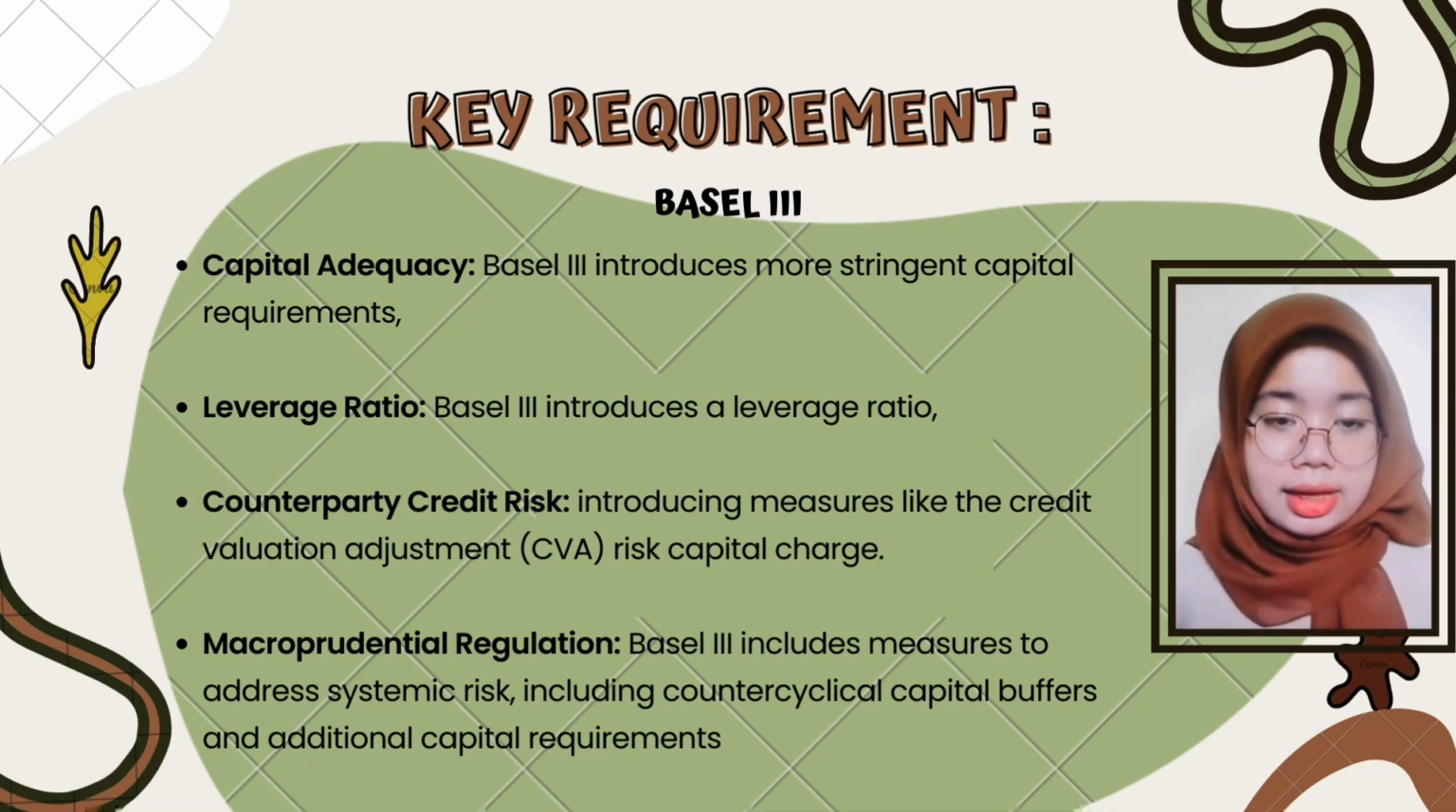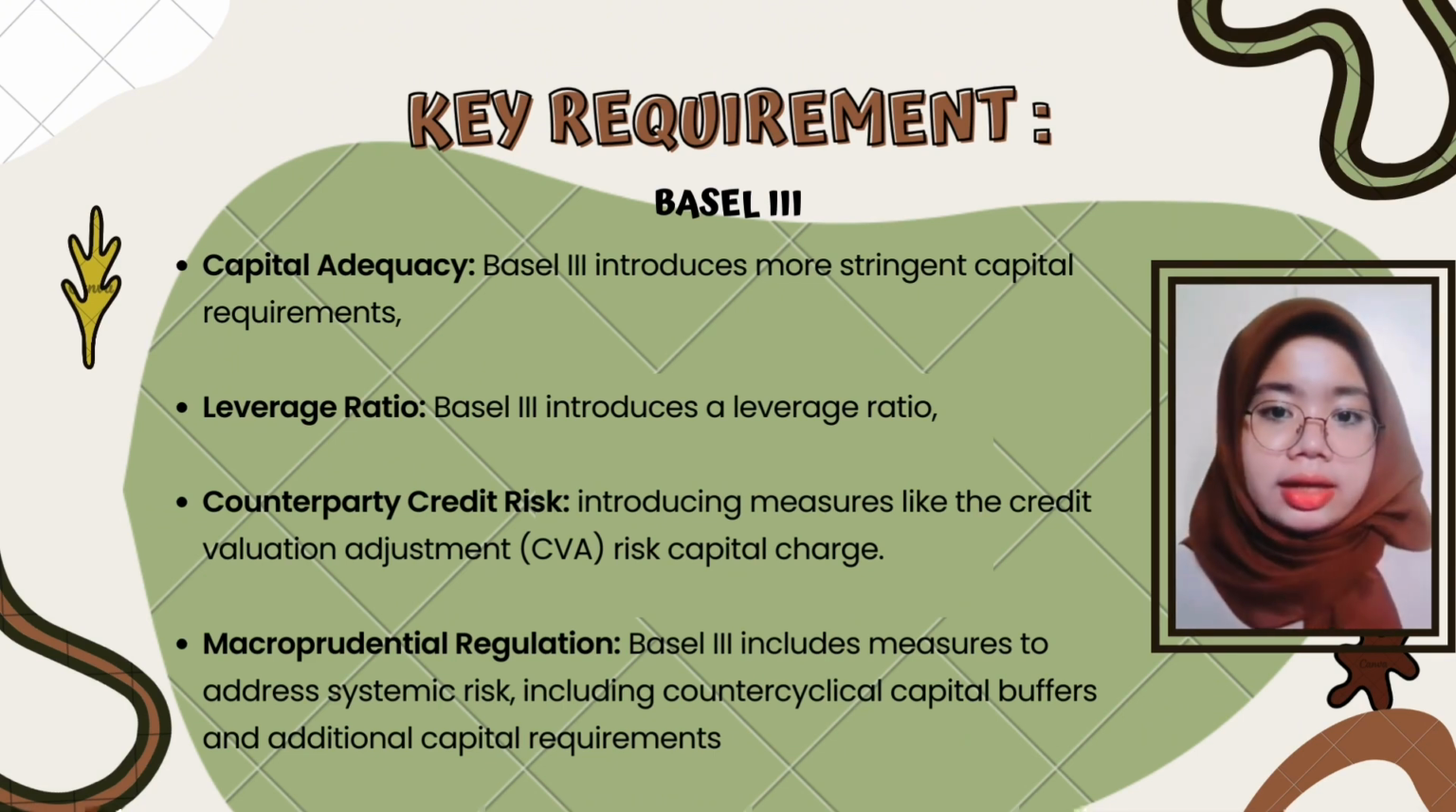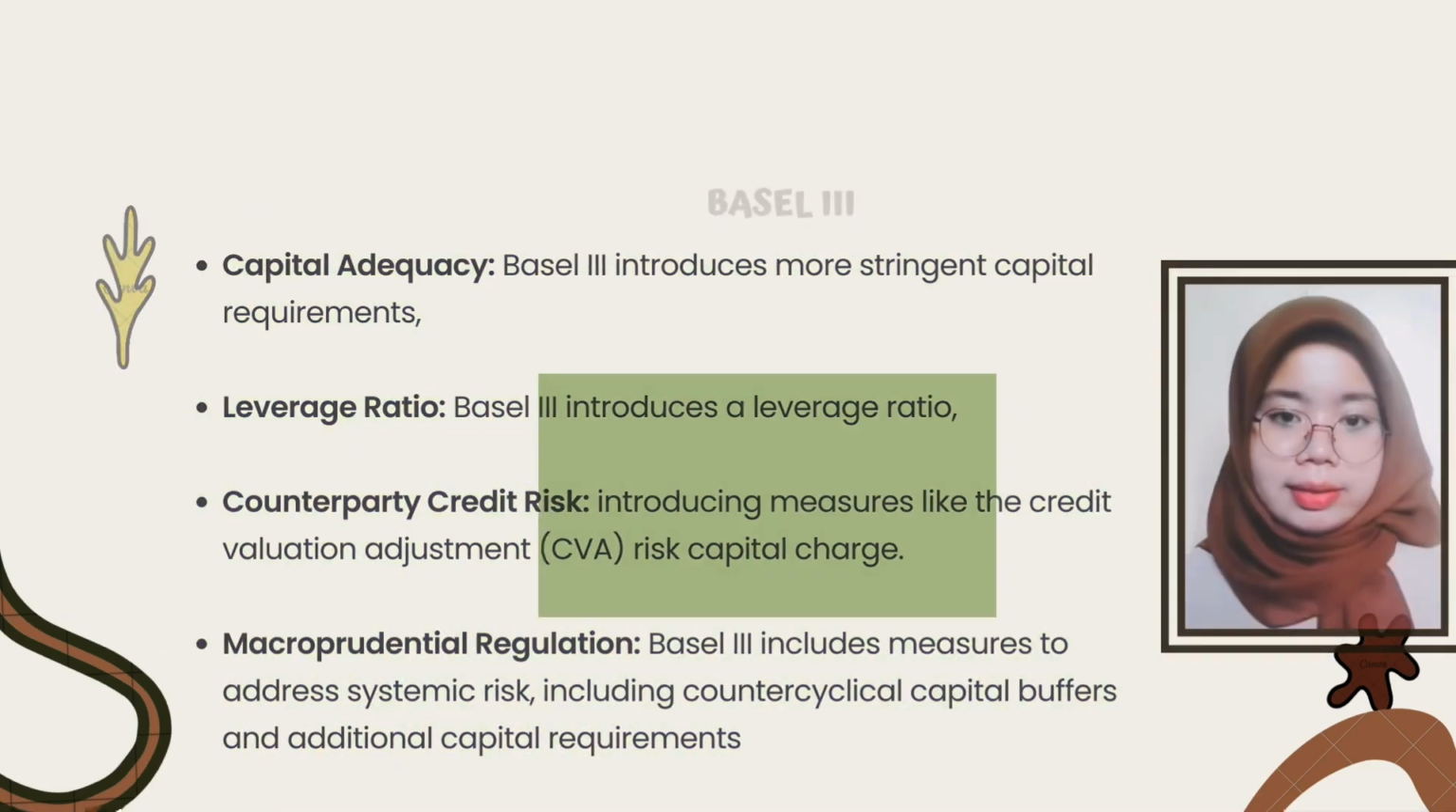And third is counterparty credit risk. Basel 3 addresses counterparty credit risk by introducing measures like the credit valuation adjustment (CVA) risk capital charge. And lastly is macroprudential regulation. Basel 3 includes measures to address systemic risk, including countercyclical capital buffers and additional capital requirements.